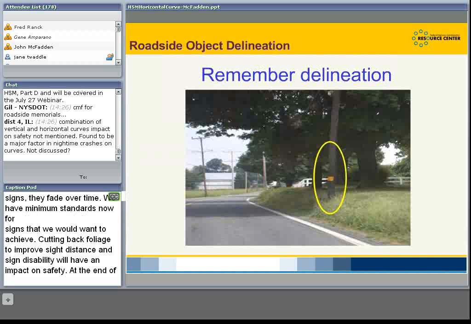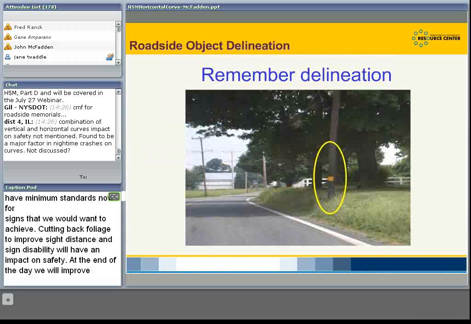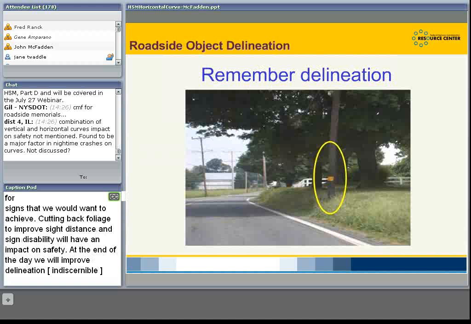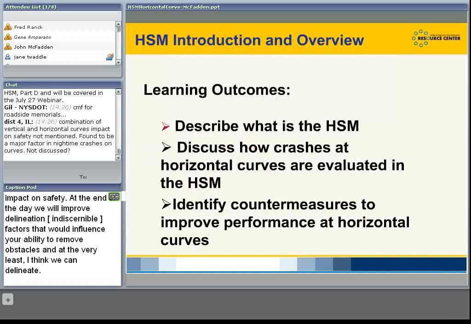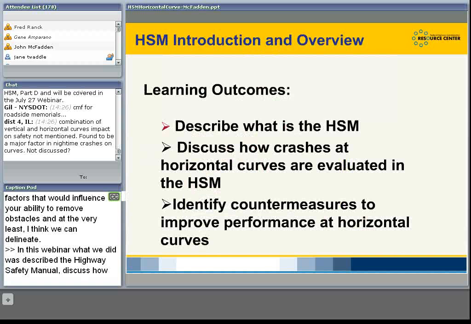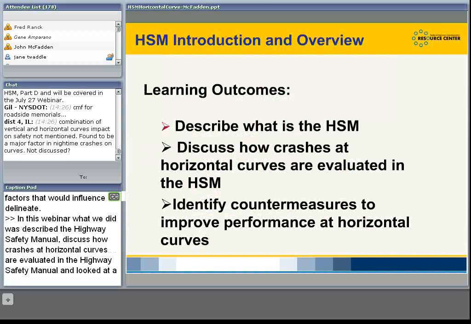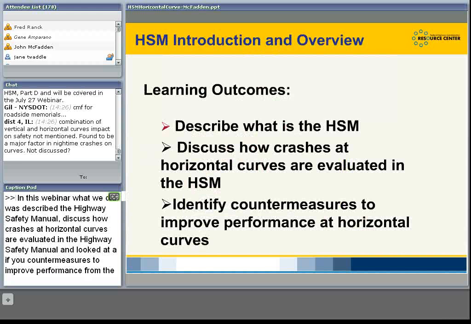Then there are also maintenance treatments: restriping markings, replacing signs or upgrading the sheeting, controlling overgrown foliage, maintaining your shoulders, eliminating obstacles, and improving drainage will also yield a safety benefit. Replacing signs: sign visibility deteriorates over time due to fading and loss of retroreflectivity. And we have minimum standards now for signs that we will want to achieve. Cutting back foliage will improve sight distance and sign visibility and will have a direct impact on safety.